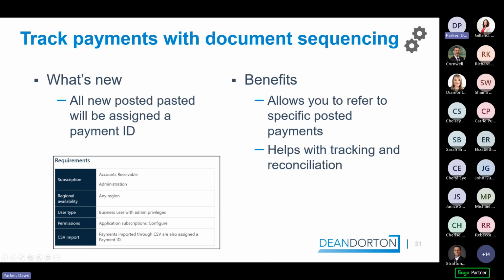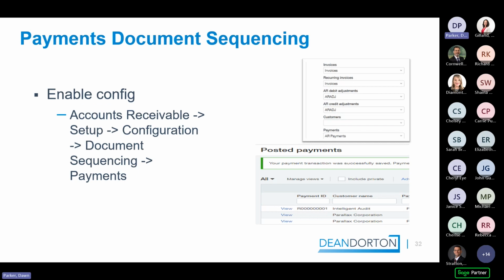And you'll notice there that gear icon, so there are some configuration changes that have to be made for you to take advantage of that. This next slide just tells you what has to be done in configuration. You go to accounts receivable, setup, configuration, document sequences, and payments to turn on that functionality.